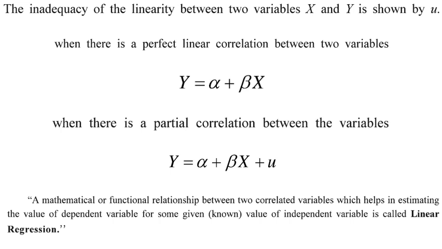I will read it once again, straightforward. A mathematical or functional relationship between two correlated variables which helps in estimating the value of the dependent variable for some given or known value of the independent variable is called linear regression.